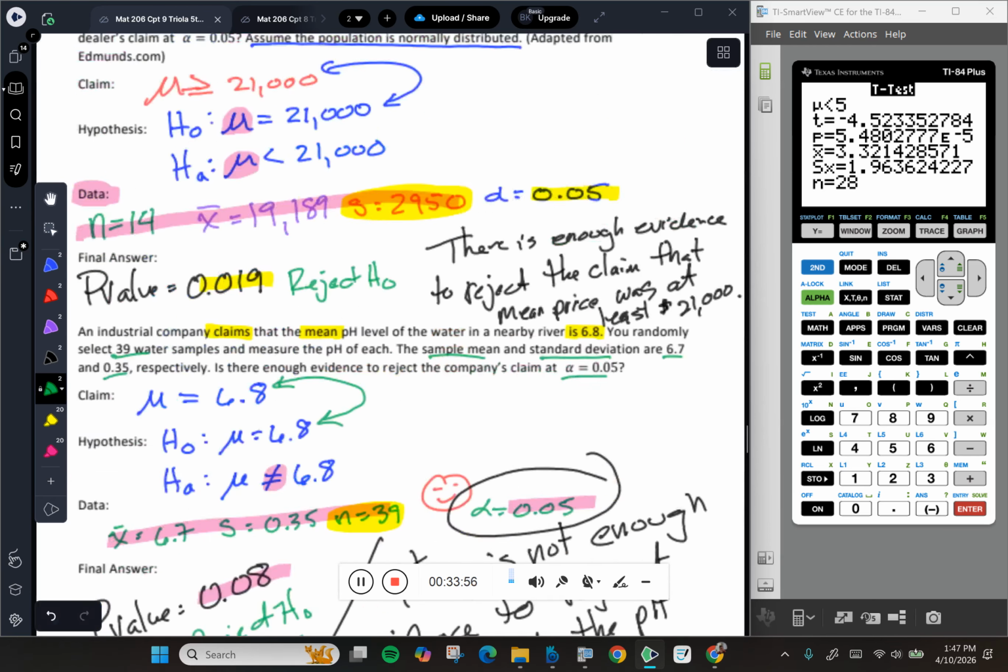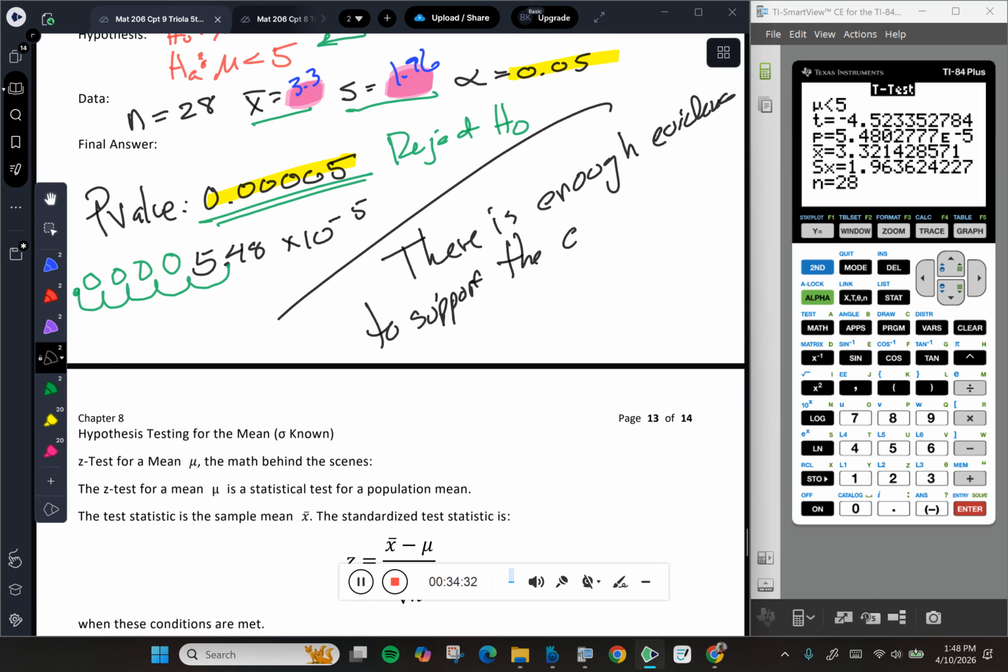So then back down to here, we could say that there is enough evidence to support the claim that the mean absences is less than 5, at a significance level of 0.05 if you wanted to add that.